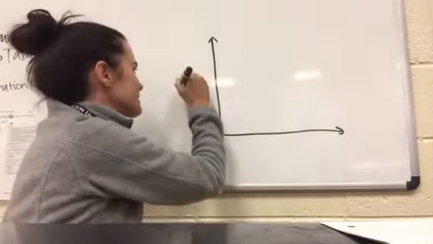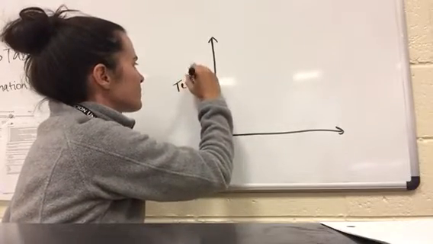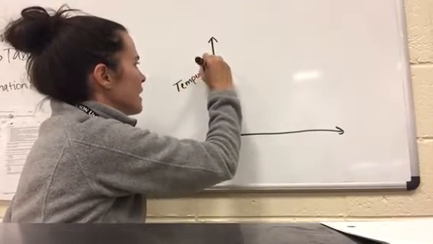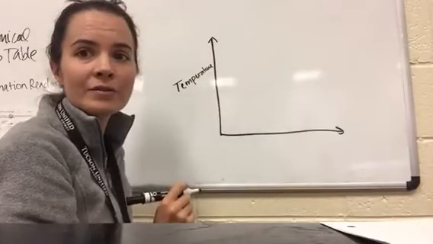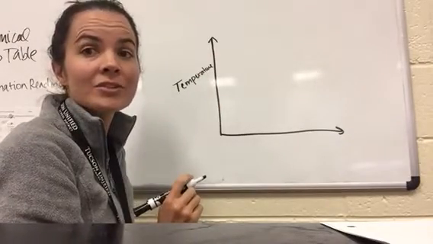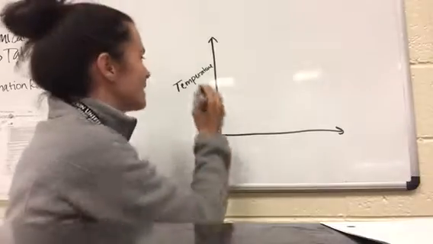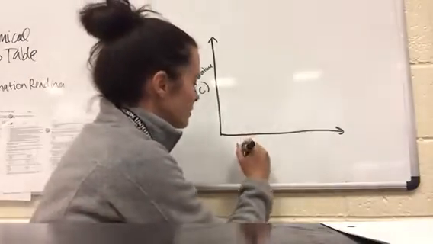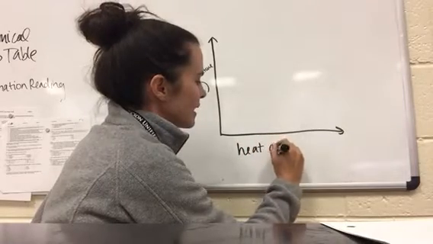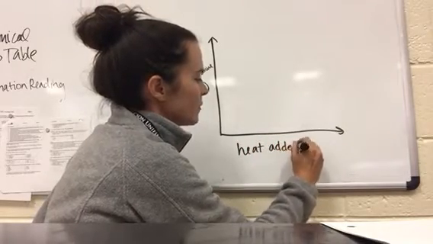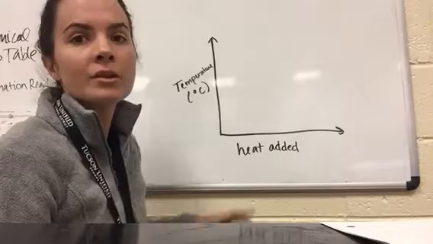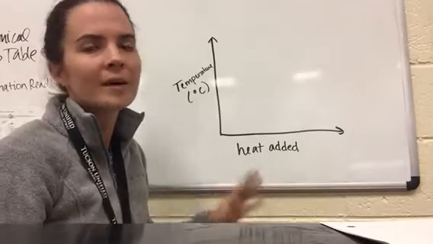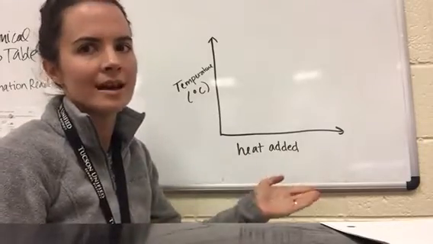The Y axis is temperature. And what are the units that we always use for temperature in chemistry? Celsius. Yes, so degrees Celsius are the units. Down here, we're going to just put heat added. And for those of you that know, the energy unit that we use is joules, but you don't need it yet, so I'm just going to write heat added.